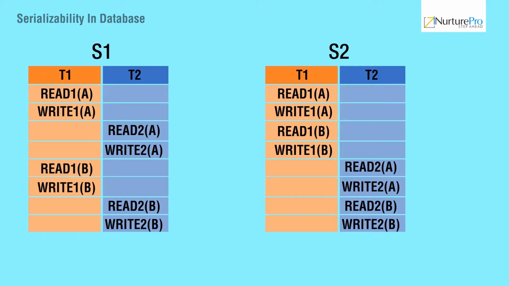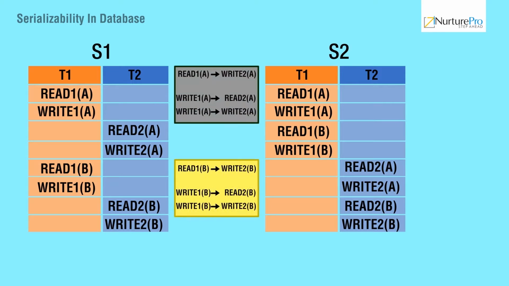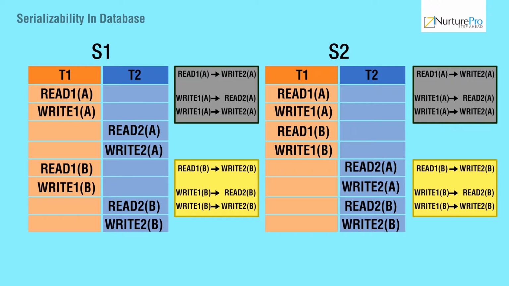Now let us see which operations in schedule S1 are in conflict with schedule S2. The first operation in S1, read 1 of A in T1, is followed by write 2 of A in T2. Now let us see whether it is the same in S2. Read 1 of A in T1 is followed by write 2 of A in T2. So this condition is true in both the schedules.